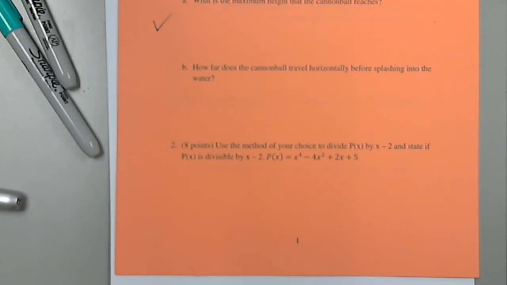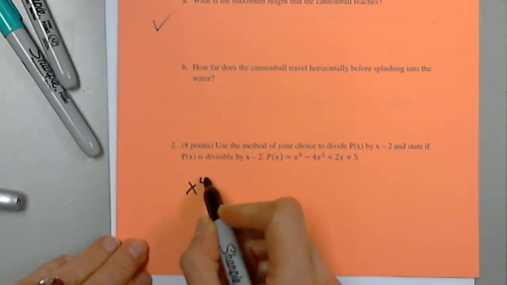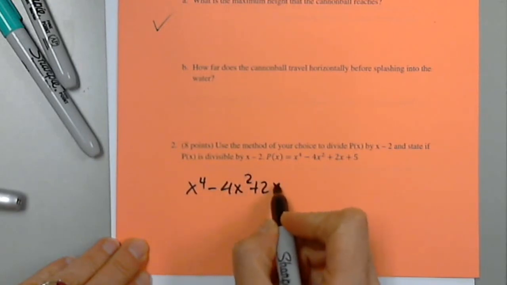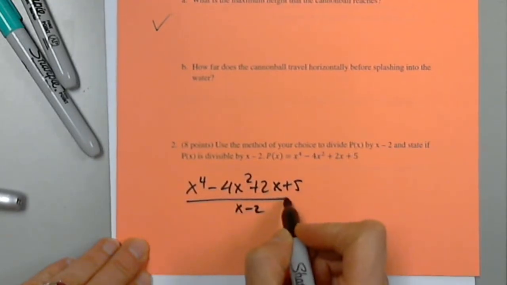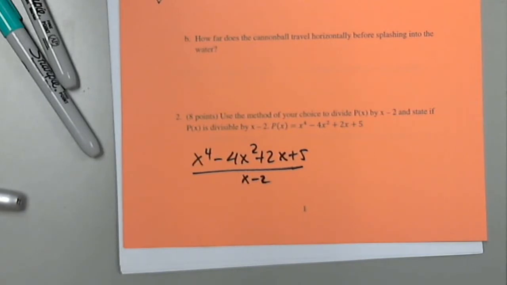Yes. So the problem, one more time. I'm given a polynomial, P of x, x to the 4th minus 4x squared plus 2x plus 5, over x minus 2. Here I'm asked: is x minus 2 a factor of the top, or is the top divisible by the bottom? And I'm asked to use the method of your choice.